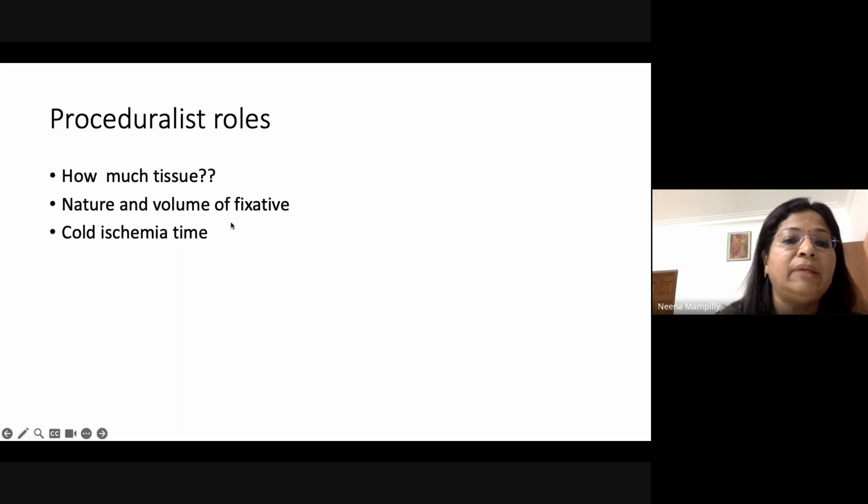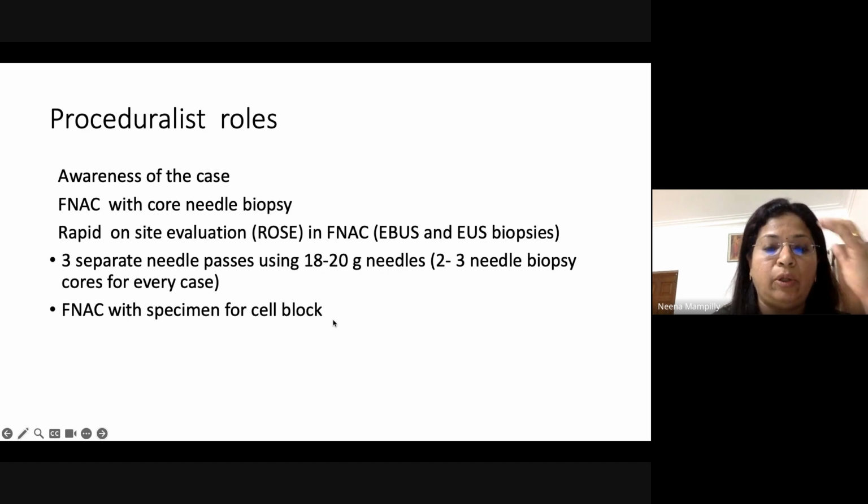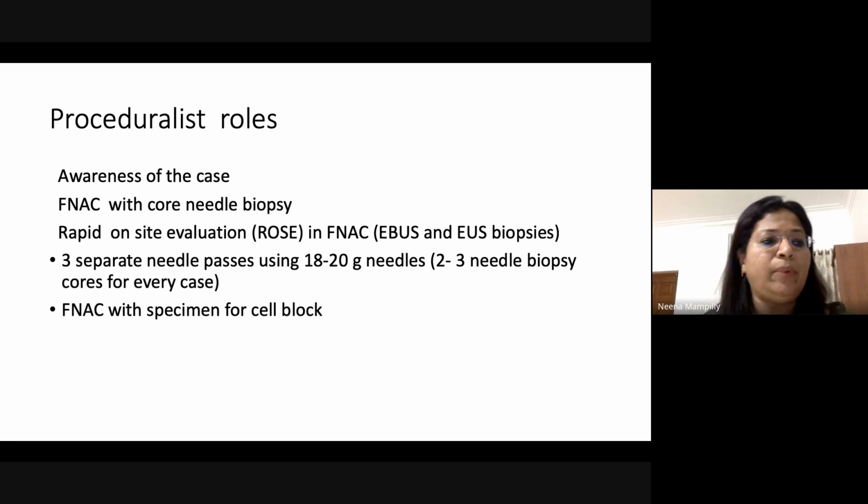He should know the nature and volume of fixative that he's putting the tissue into, and be aware of the cold ischemia time. Apart from awareness of the case, he needs to know when he should go for an FNAC with the core needle biopsy. He should know whether a ROSE, rapid on-site evaluation, should be done or not. What is recommended is 3 separate needle passes using 18 to 20 gauge needles, and when to do an FNAC with specimen for cell block. So it is very, very important that the proceduralist be aware of all this right before they plan the biopsy.